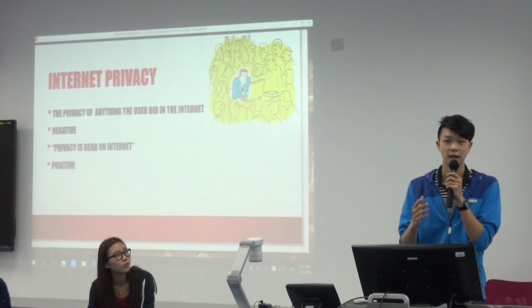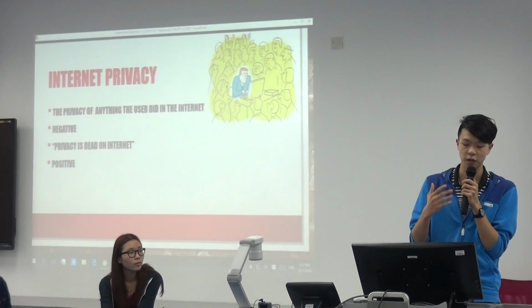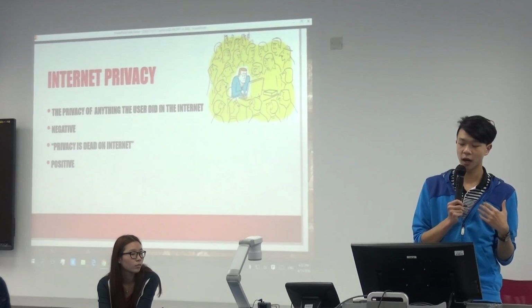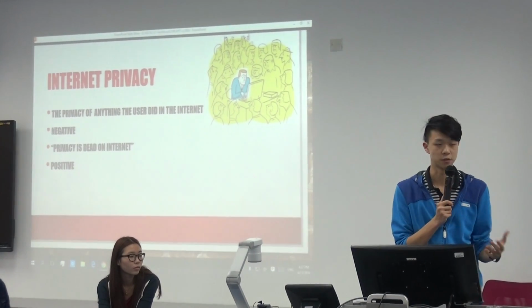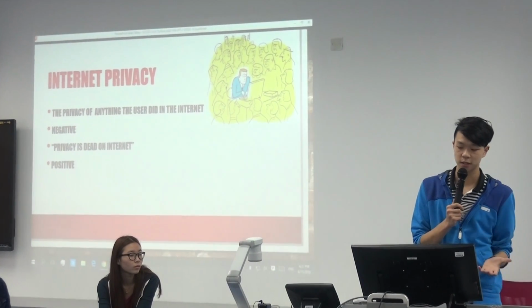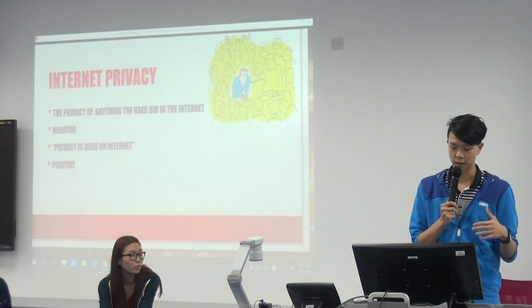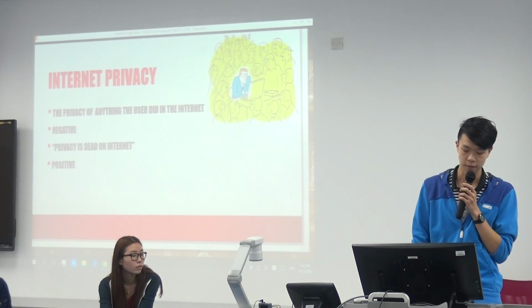The first one is that a lot of news reporters and other people say that privacy is dead on the internet. That's because you can always have access to other people's information, to other people's privacy, because you can use, for example, cracking and hacking methods to know other people's things. However, there are still positive things about internet privacy.